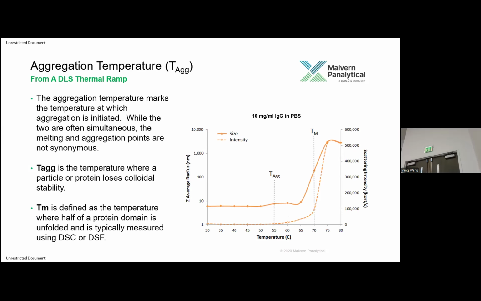You can look at thermal ramps, right? So you can get aggregation temperatures and also melting temperatures when you're looking at this sample of IgG in a buffer.